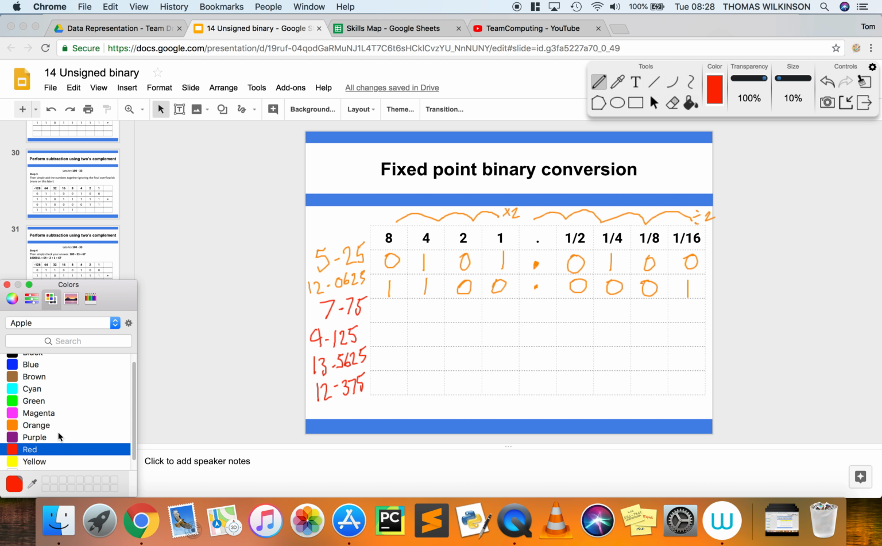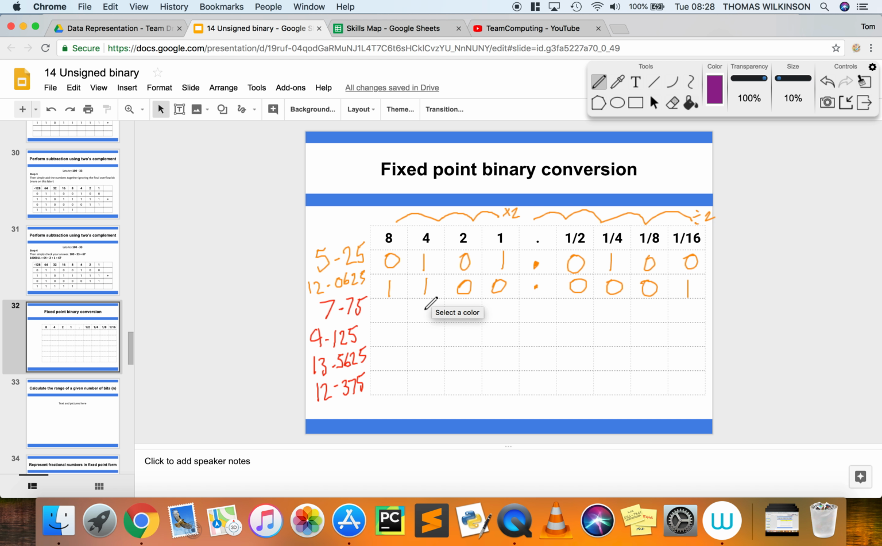Okay, so 7.75 first of all. Well, we know a 7 is going to be made up of a 4, a 2 and a 1 to give us 7. And then after the decimal place, what we're after is a half and a quarter to give us 0.75. And then we've got a 0 in these two values here. 9.125 is going to be an 8 and a 1 just there. And then it's not a half, it's not a quarter, which is 0.25. Half of a quarter is an eighth, which is 0.125, so it fits in there nicely, and that goes like so.